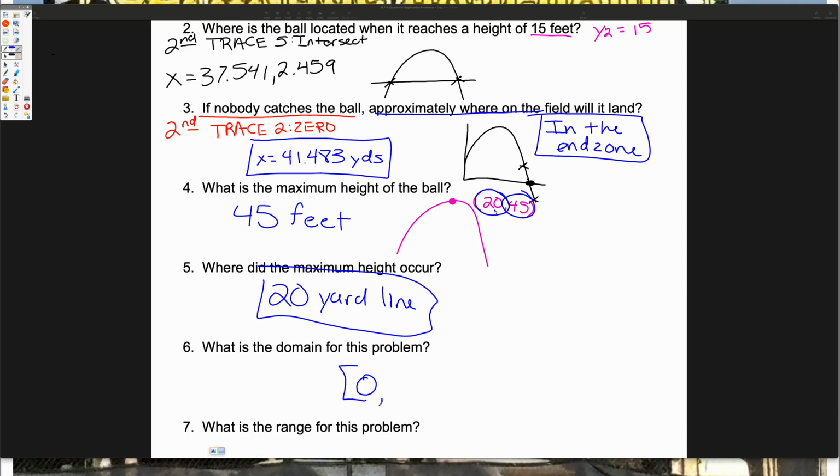No, because he's throwing it, and how far is he throwing it? Which one of these questions would get us the maximum distance he throws it? If nobody catches the ball, approximately where on the field will it land? When that ball hits the ground is what we calculated for this one. So 41.483 yards is the distance that he threw it in the air. So 41.483 is the maximum distance we're getting out of that throw.